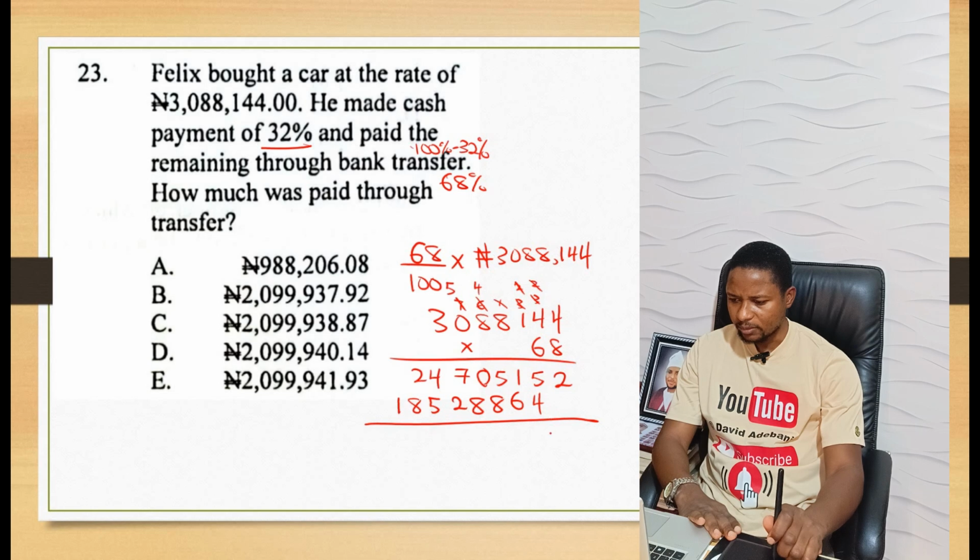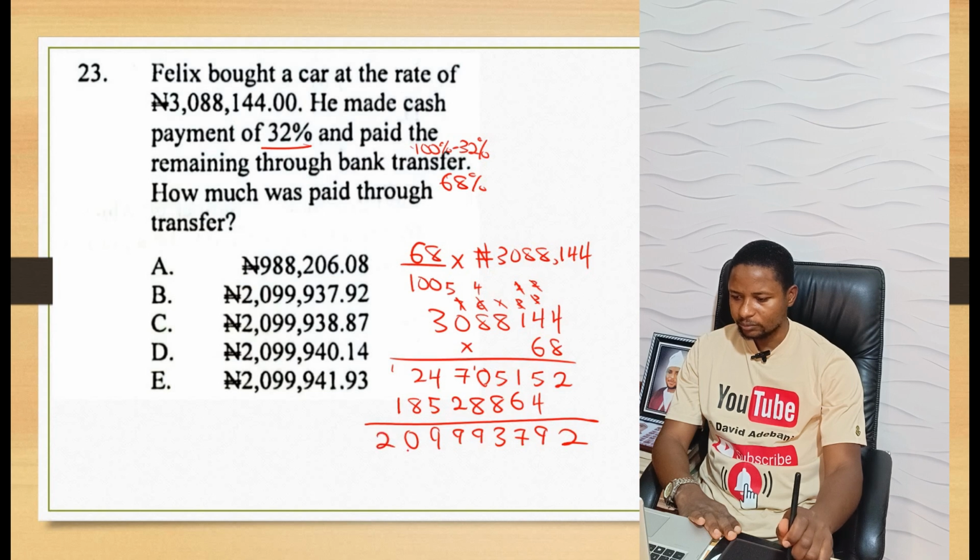All right, so let's add up. You have 2, 9, 7. That's 5 plus 8, you have 13. Carry 1, that's 9. This is 9. This is 9. And this is 0.